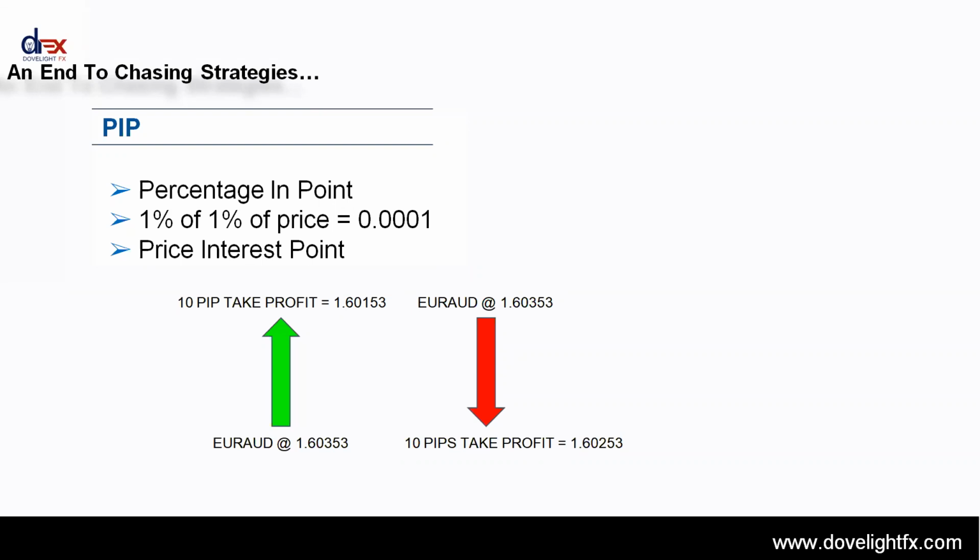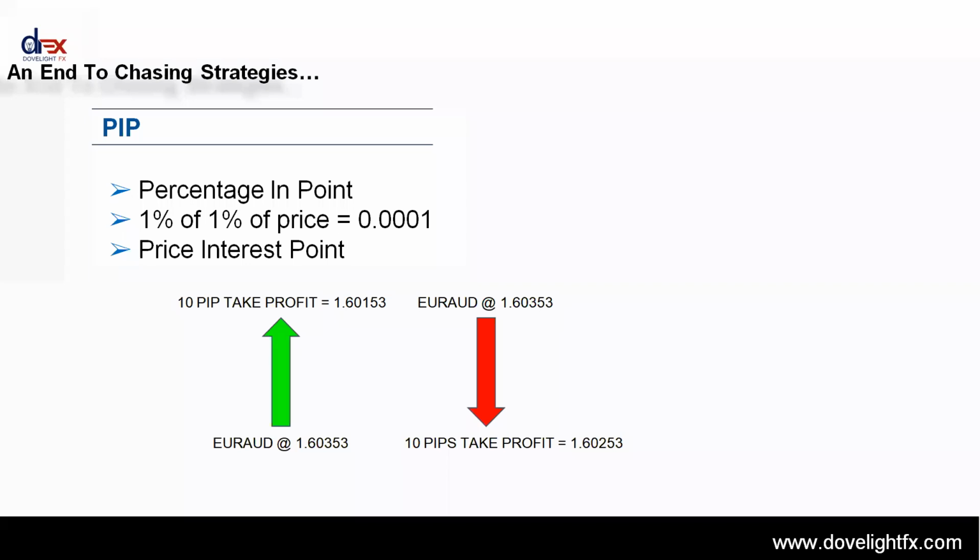110.130. First and foremost, we are not interested in the whole number before the decimal point. We are only interested in the second digit after the decimal point. The third digit is actually a pipette. So first and foremost, just take 0.13.